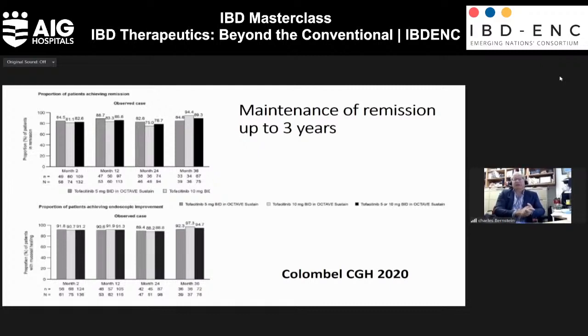It really looks quite comparable up to 3 years, making us believe that if we get patients into remission, over time we can drop that dose to 5 milligrams twice a day and maintain that consistent 80 to 95% remission rate or mucosal healing rate, which is really quite excellent.